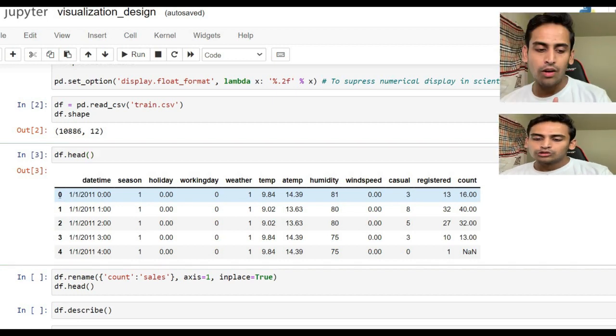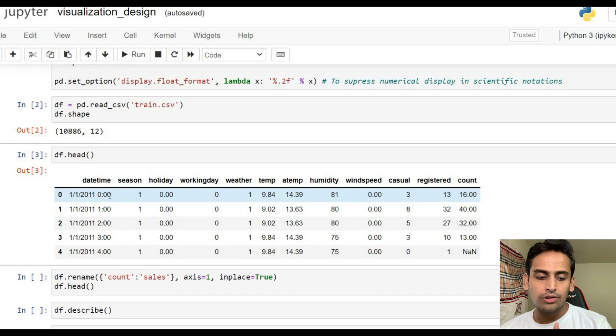So we can see in the first row, on the 1st of January at 12, we had 16 sales, out of which 13 were registered user sales, users who were registered with the company. So 13 sales happened from them, and the other 3 would be like one-time, or maybe a free trial, or casual users.